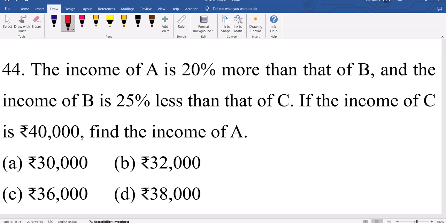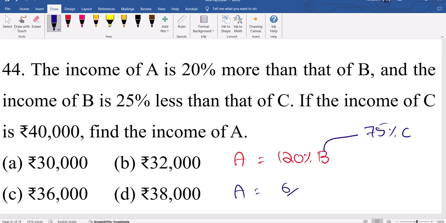What's the answer? Income of A is 20% more than B. So A is 20% more than B means 120%. B is 25% less than C means 75%. In place of B, we can write 75% of C. So A equal to 120 divided by 100, 75 divided by 100, which is 3 by 4. C is nothing but 40,000. This is 20. So it will become 2,000. So 36,000, option C.